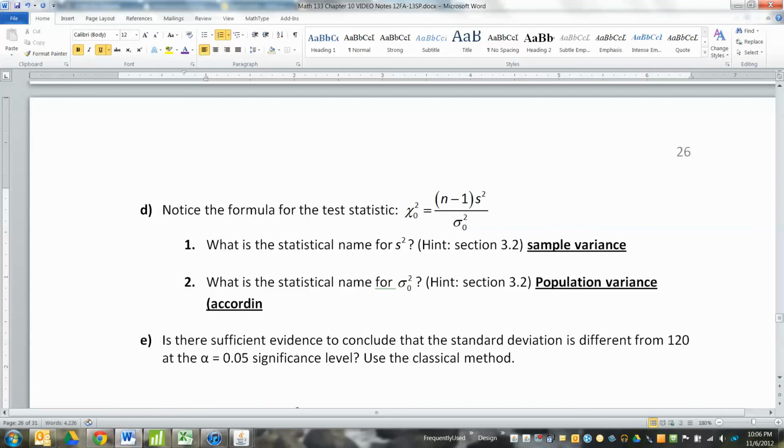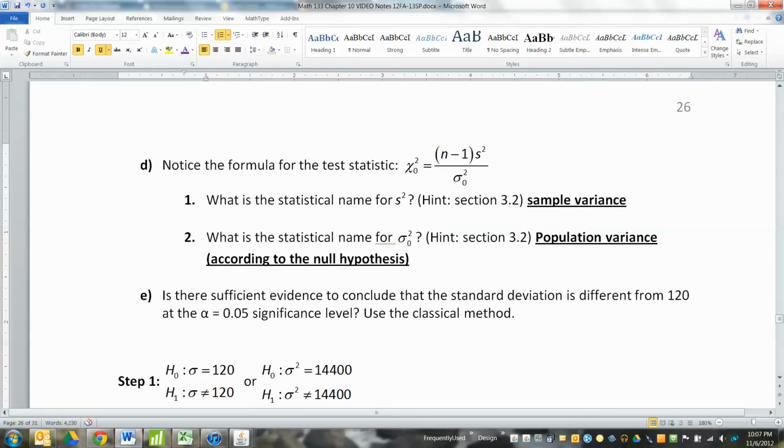According to the null hypothesis, sigma squared is a certain value, right? Whatever you set up to be in your null and alternative hypotheses, that's what you assume to be true unless you can prove it otherwise. So s squared is the sample variance. Sigma squared is the population variance, at least as far as you're concerned. Now, is there sufficient evidence to conclude that the standard deviation is different from 120? Use the classical method.